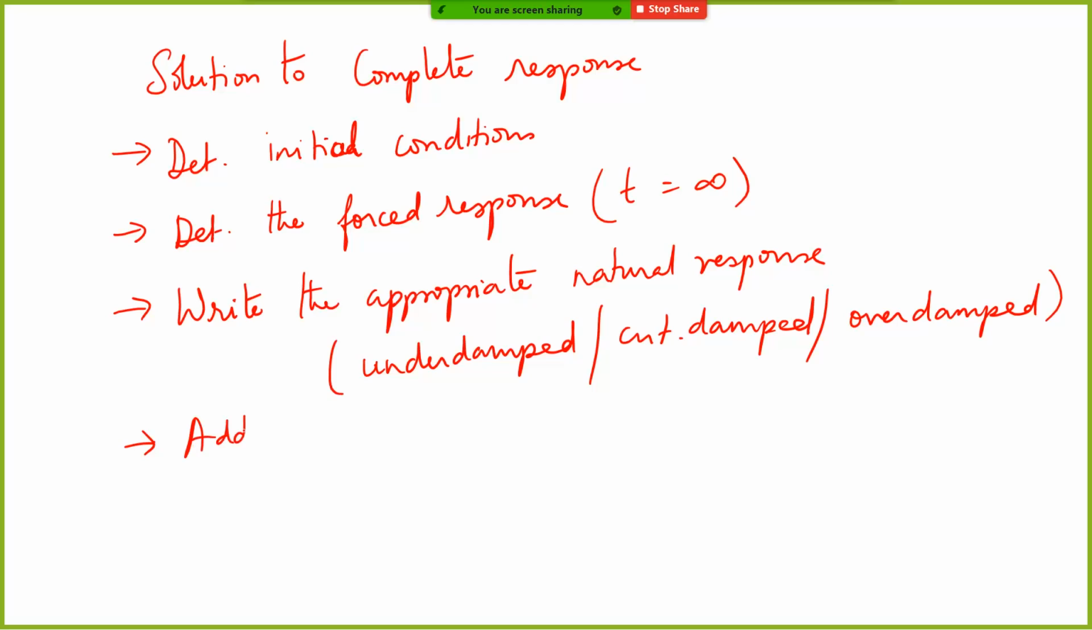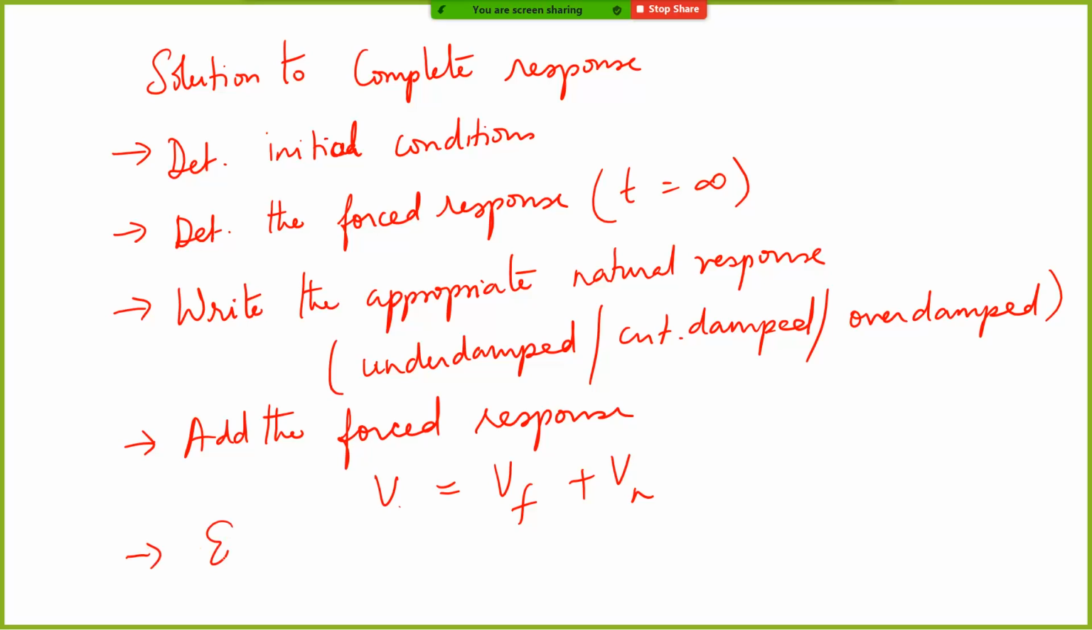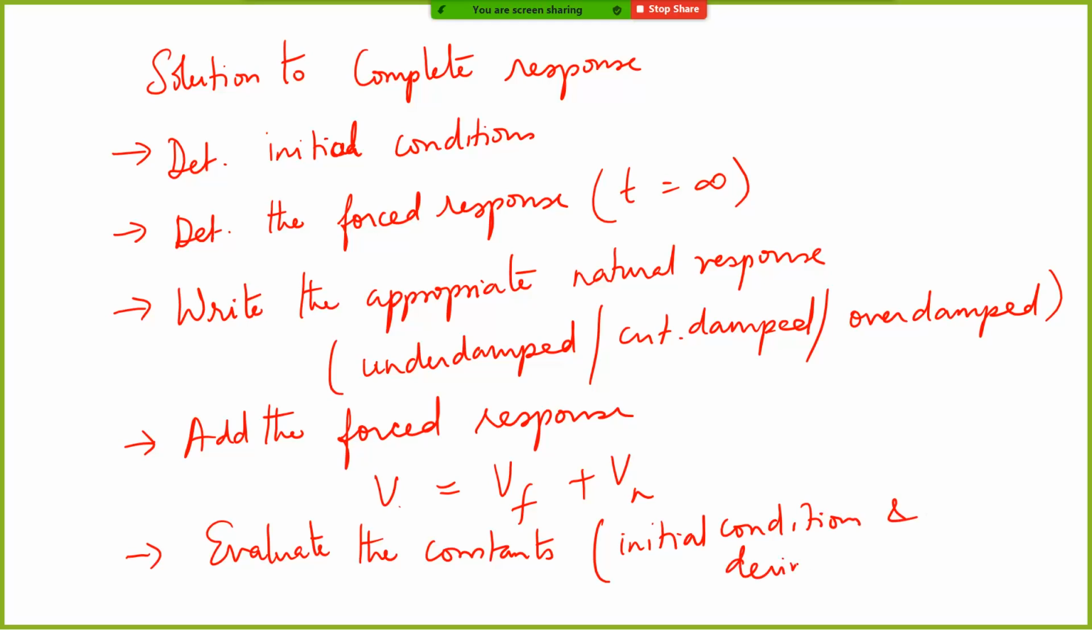And then what you do is you add the forced response to it, right? Because right from the beginning we have been telling that the total complete response is nothing but the forced response plus the natural response, right? Or for that matter, currents also. Okay, so you add the two, and then finally you evaluate the constants. Okay, now for evaluating the constants, you use initial conditions, and you also use derivatives. Correct. So this is the way we are going to do it.